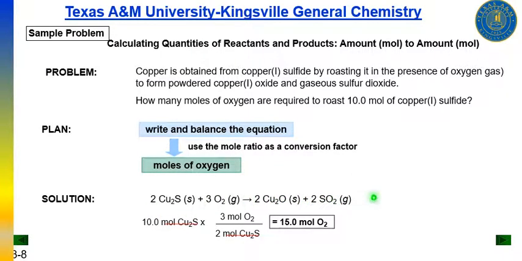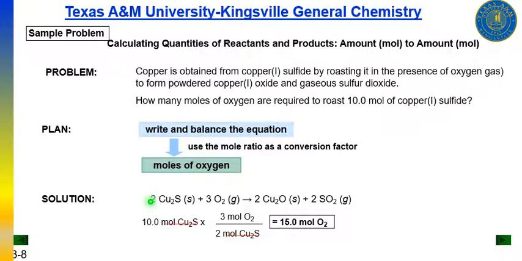You balance this reaction. My balanced reaction is 2, 3, 2, 2. And then you are going to convert 10 moles of copper 1 sulfide, Cu2S, multiplied by the molar ratio between oxygen and the copper 1 sulfide.